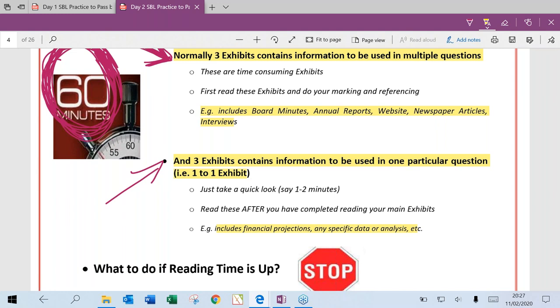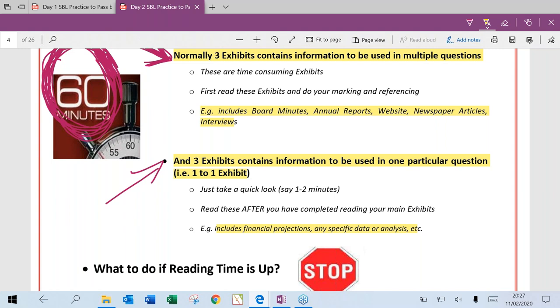Once we read a lot of exhibits, I hope that after 2, 3, 4 questions, by the last day, you would be able to judge which exhibit is multiple and which exhibit is 1-to-1. Sometimes the examiner also mentions the exhibit numbers in the question, so it will help you identify. Sometimes when you read the first few lines of the exhibit, you will know it's 1-to-1. So there are many ways to find out.